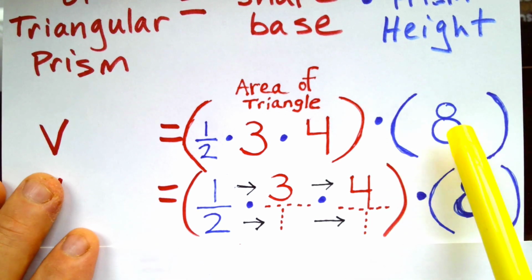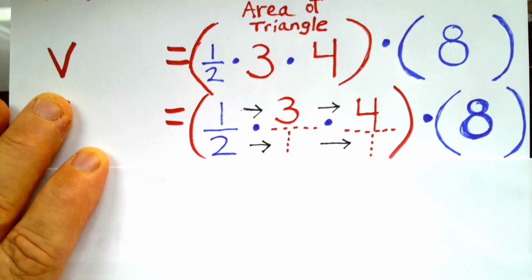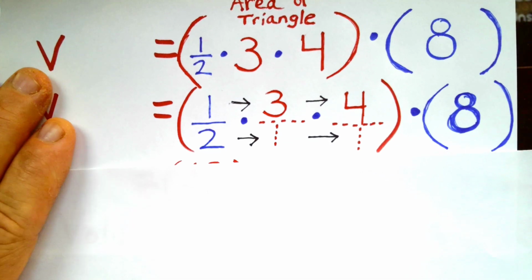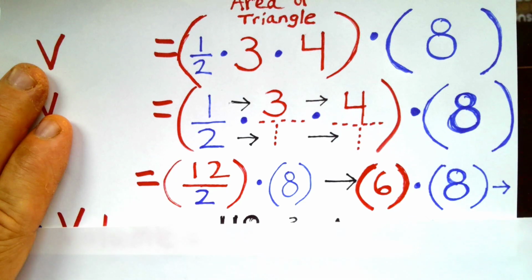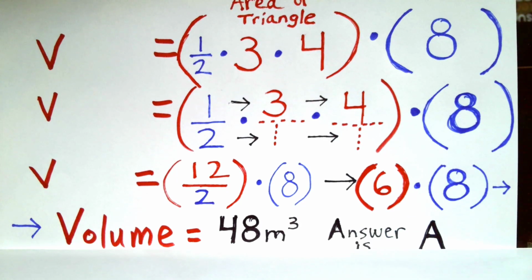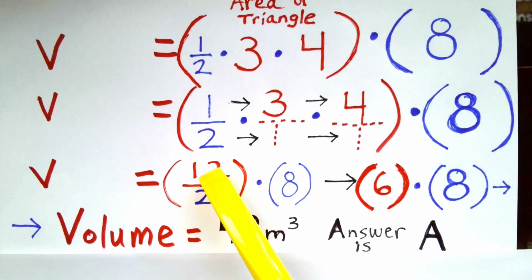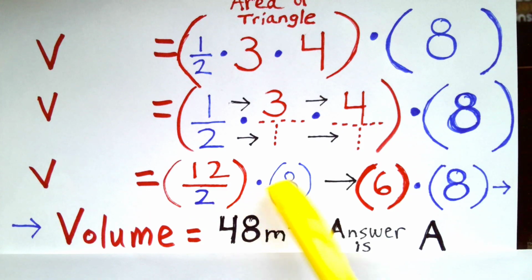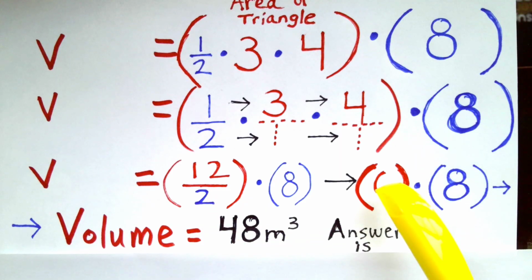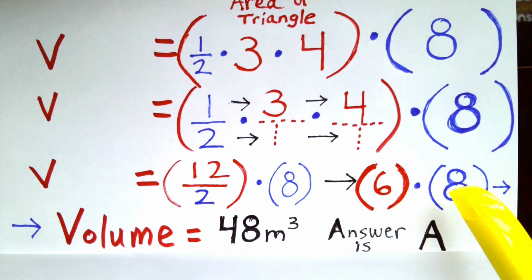I'm going to multiply 6 times the height of that prism, which is 8. If I'm going too fast, please stop, pause, and rewind. Let me show you. Again, 12 divided by 2 is the area of that triangle. I'm going to multiply that times the height, which is 8. Now 12 divided by 2 is 6. So 6 times 8 gives me the volume, 48 meters cubed.